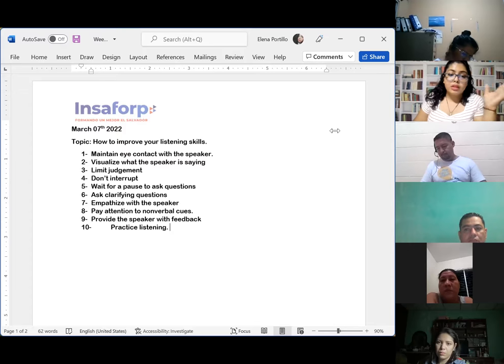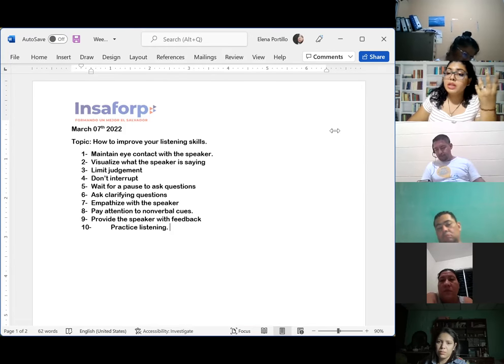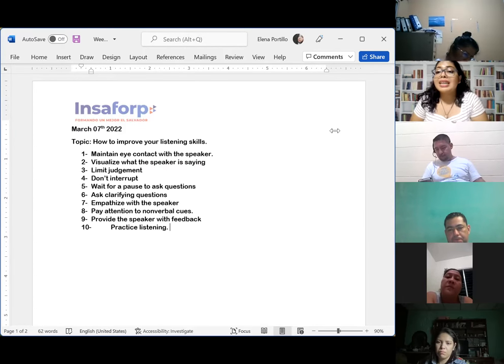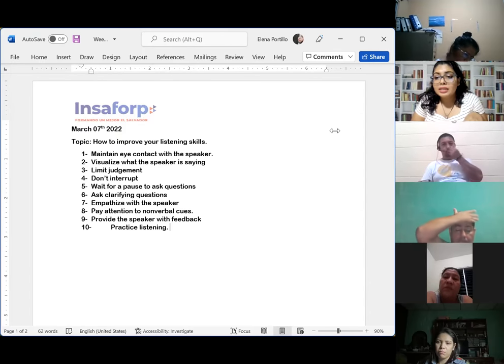So, necesitamos preguntar. That's something that we need to do. Necesitamos preguntar. Si tenemos dudas, nosotros, ¿qué hacemos? Preguntamos. Necesitamos clarificar the information because we need to understand. Necesitamos entender. Necesitamos comprender. So if we have a question, we can ask. We can wait for a pause and then ask.